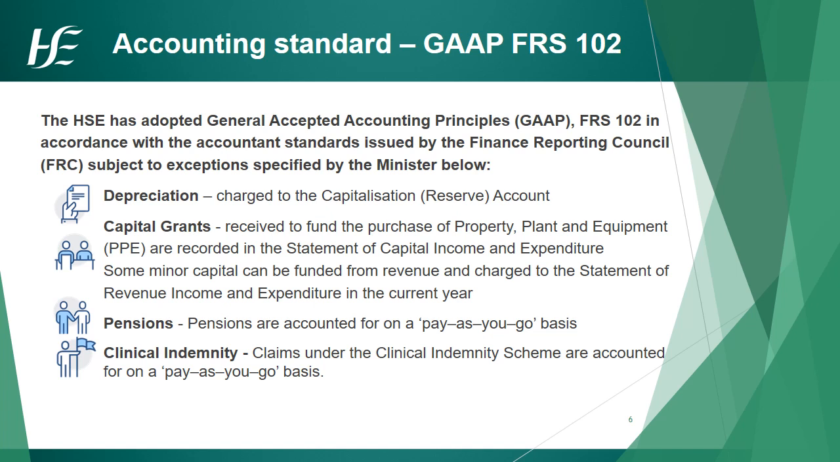Clinical indemnity. Claims under the Clinical Indemnity Scheme, which are paid for by the HSE and administered by the State Claims Agency on the HSE's behalf, are accounted for on a pay-as-you-go basis. Details of the amount recognised in the Statement of Revenue, Income and Expenditure, together with the actuarially estimated future liability attaching to the scheme, are set out in the AFS SOP policies and procedures.